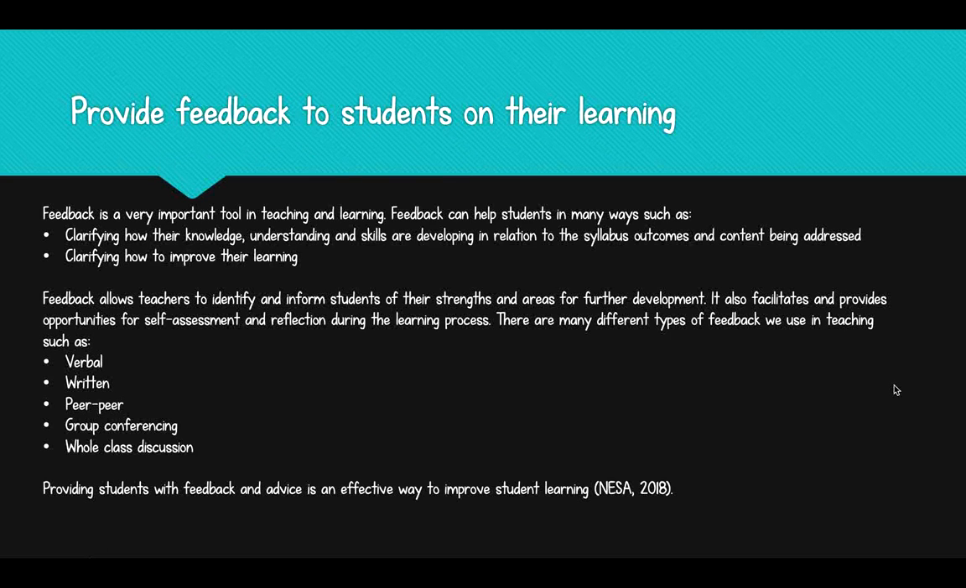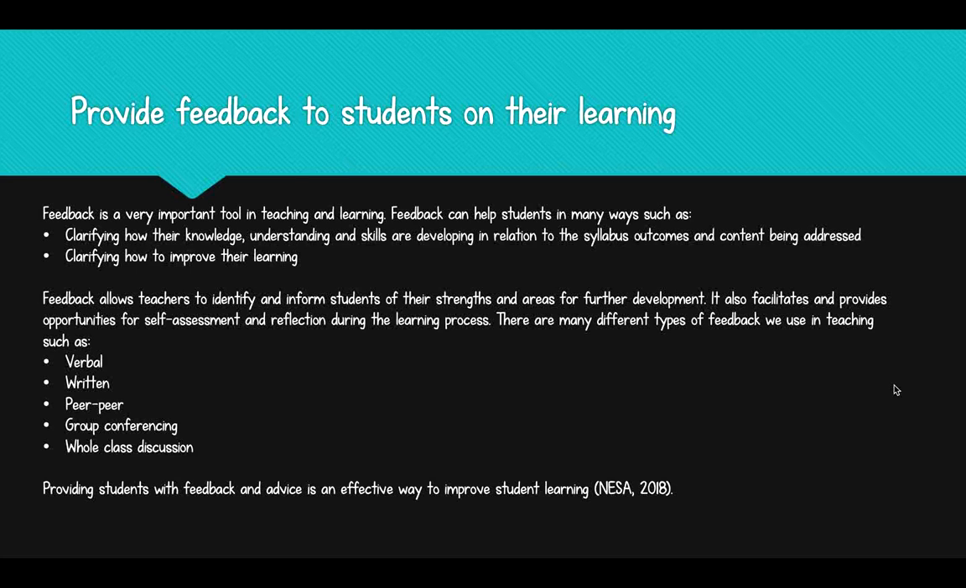All right, providing feedback to students. This is a very important assessment tool, as students need feedback to clarify what they're learning and understanding their skills and how they are developing in relation to their outcomes. And also, clarifying how to improve their learning.